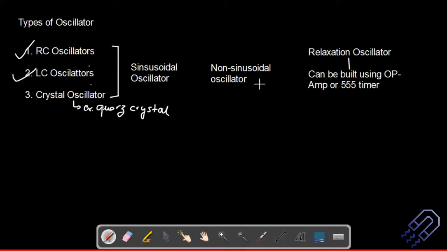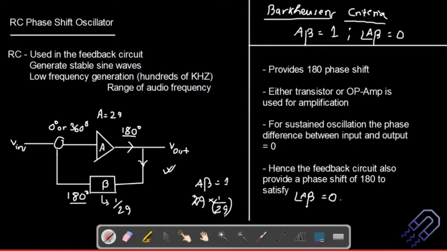If you want to use a non-sinusoidal oscillator, you basically use something which is known as a relaxation oscillator, and they can be built using an op-amp or a 555 timer. But the op-amp is something which we are going to keep our focus on. Before that, we just wanted to understand what an RC phase shift oscillator is, and this oscillator will definitely have a feedback circuit. Having a feedback circuit is a property of all the oscillators that we know.